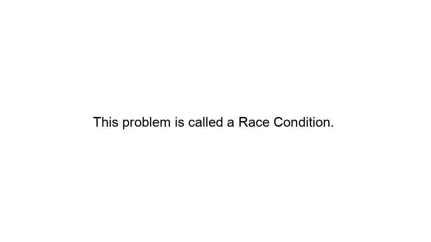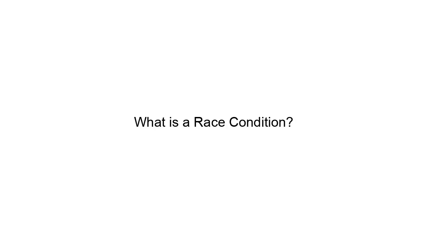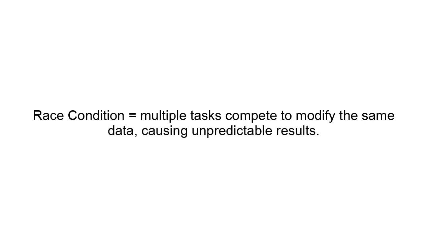Race conditions are common issues in multithreaded and concurrent programming. What is a race condition? A race condition occurs when multiple threads or processes access shared data at the same time and the final result depends on the order in which operations occur. In simple words, race condition equals multiple tasks compete to modify the same data, causing unpredictable results. The outcome of the program may change depending on which thread runs first.